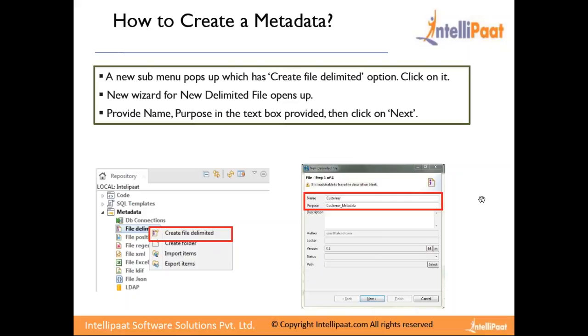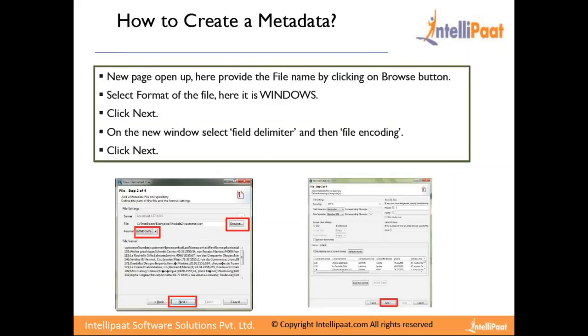Once we provide this, a new window opens which asks you the location of the file and its format. Once you select the location from the browser and the format of the file, you have two formats: one which supports Unix and a second one for Windows. Suppose your job is deployed in a Unix environment, then you have to select Unix; otherwise you can select Windows, which is the default.